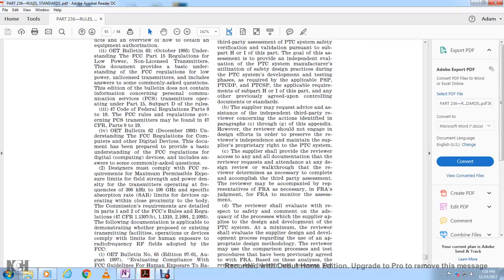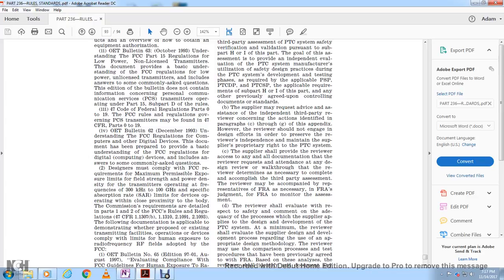The OET Bulletin 62, understanding the FCC regulations for computers and other digital devices. The document has been prepared to provide a basic understanding of the FCC regulations for digital computing devices, including answers to commonly asked questions. The designer must comply with the FCC requirements of maximum permissible exposure, limits of field strength and power density of transmitters operating at frequencies of 300 kilohertz to 100 gigahertz, and specific absorption rate limits for devices operating in close proximity to the body.